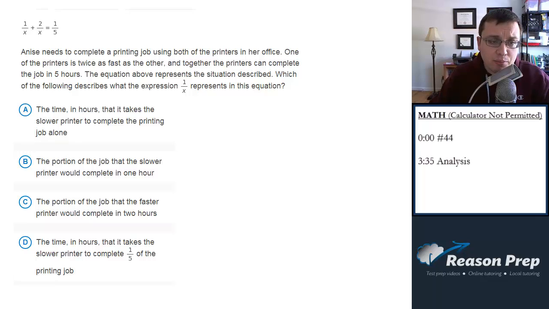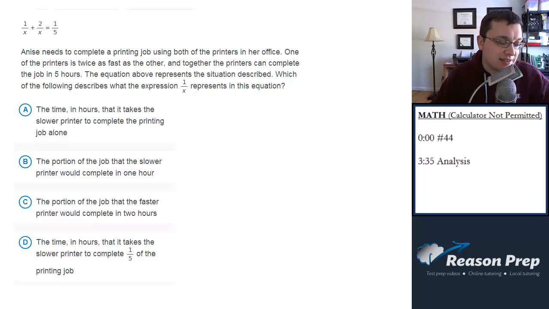Anise needs to complete a printing job using both of the printers in her office. One of the printers is twice as fast as the other, and together the printers can complete the job in 5 hours. The equation above represents the situation described. Which of the following describes what the expression 1 over x represents in this equation?